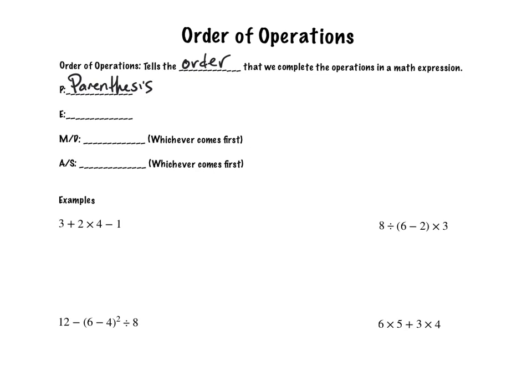All right. Everybody remember what the E is? Exponents. Good. M and D is what? Multiply and divide. Other than the A and the S is what? Add and subtract.